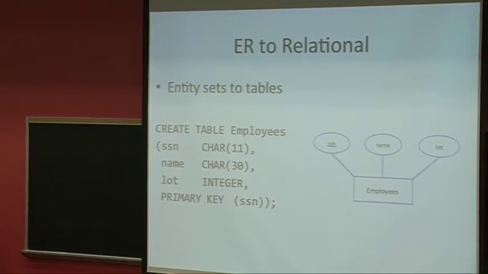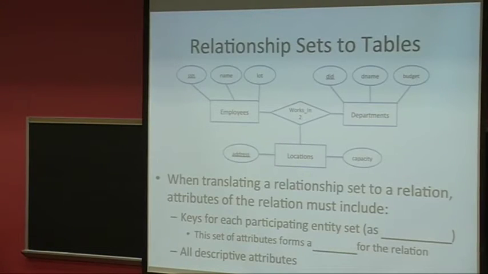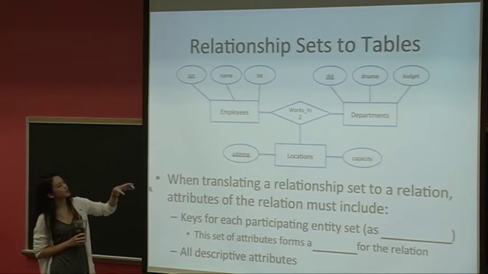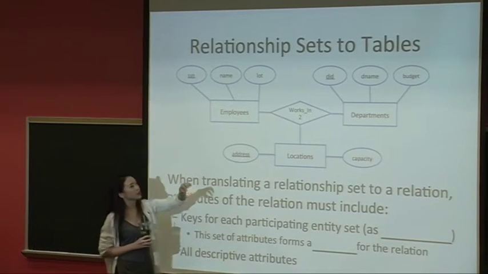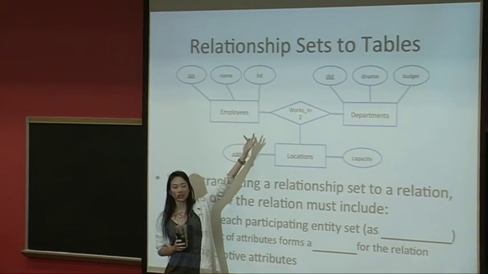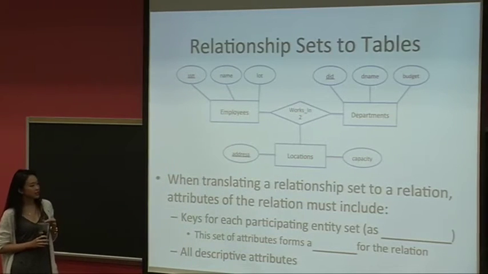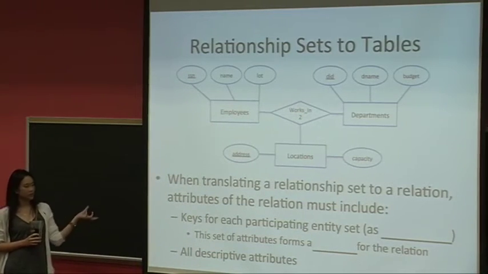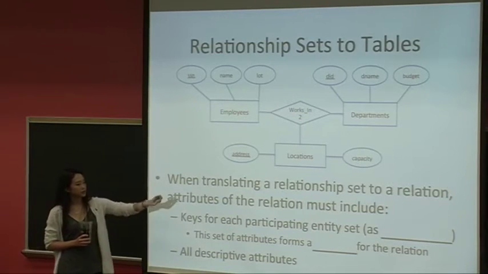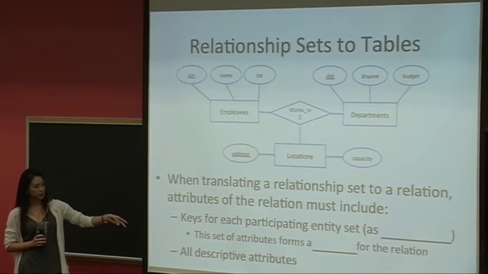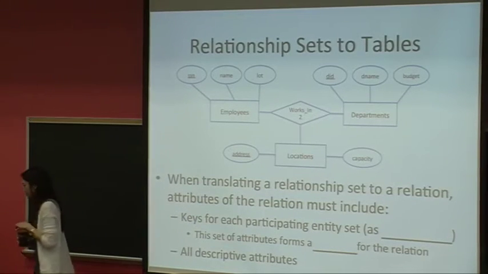So entity is easy. How about relationship set? We consider this a little bit complicated relationship set, what we call works in two, because remember, in chapter two we have so many different types of works in. So when translating a relationship set to a relation, which is a table, attributes of the relation must include two parts. The first part is the keys for each participating entity set.